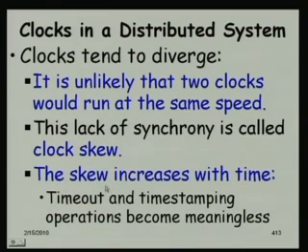If the skew was constant, like one clock differed from another clock by 1 second, upon receipt we could subtract that 1 second and find out the time. But unfortunately the skew is not constant, it keeps on increasing, and therefore timeouts, time stamping, all those operations will become meaningless because of the skew problem.